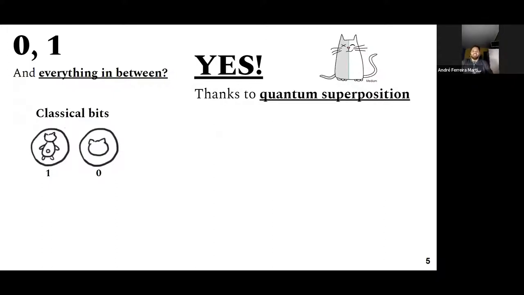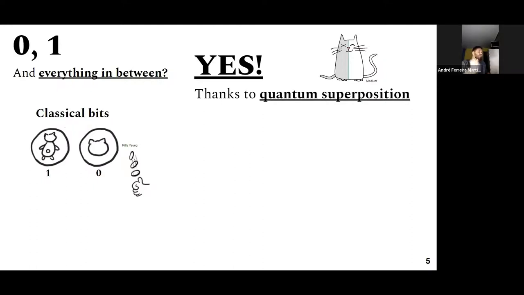We can see classical bits as coins, okay? Coins which are on the table, either facing up or facing down, like heads or tails, to which we can attribute here the classical logical values, the classical fundamental units of information, okay? Either zero or one when the coin is on the table. That is our analogy here for the classical bit.